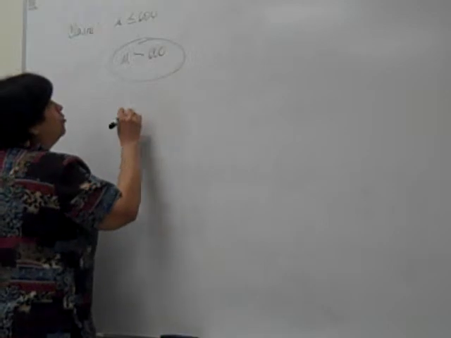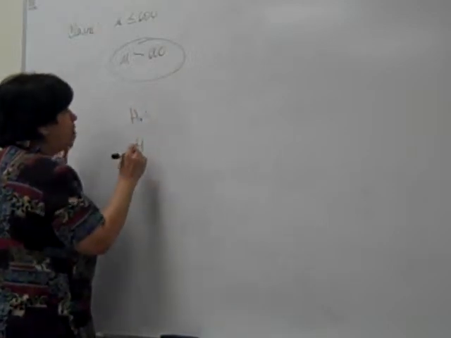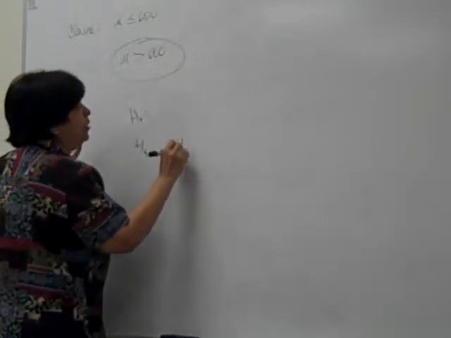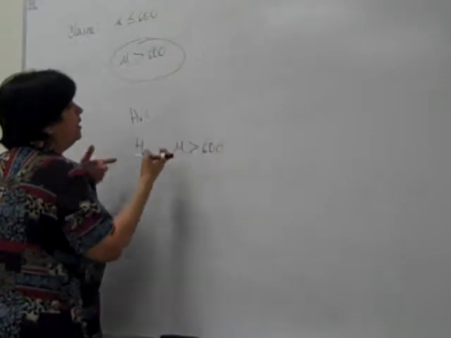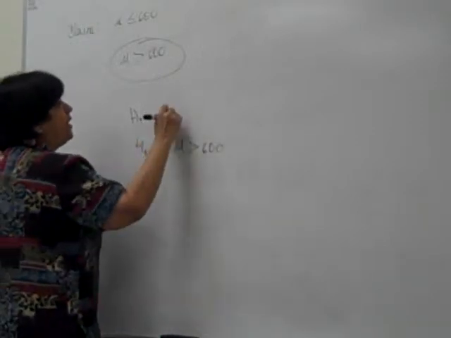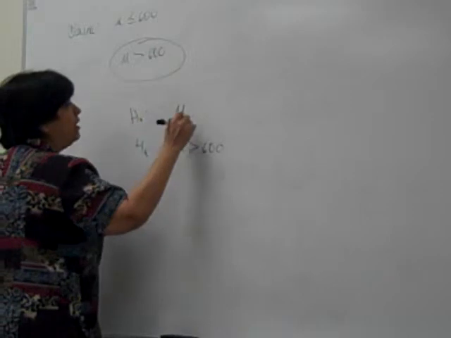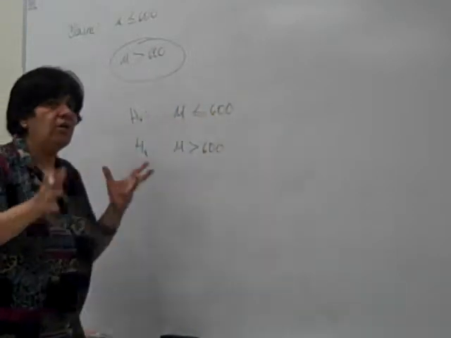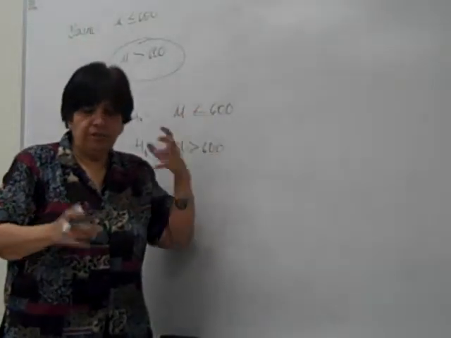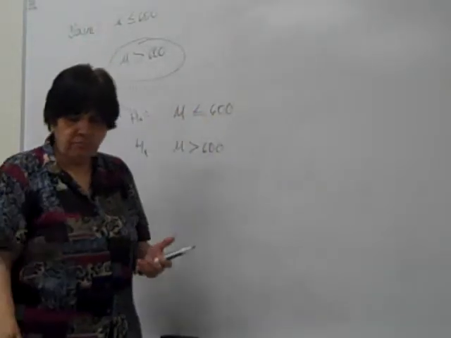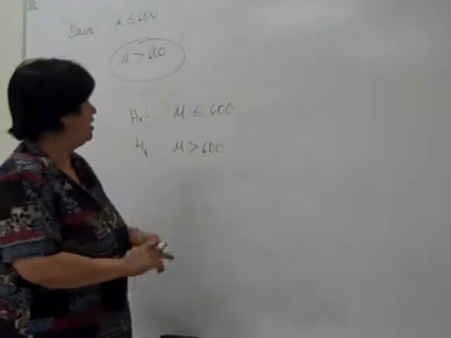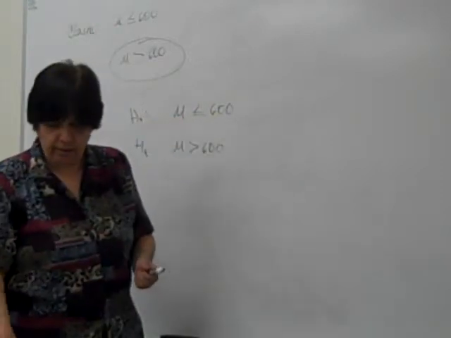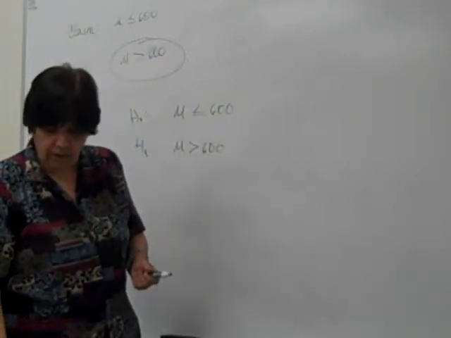So the correct formulation of this hypothesis is that mu is greater than 600 in the alternative, and the null hypothesis is mu less than or equal to 600. Remember, always, the null hypothesis deals with the equal sign, so it has to be less than or equal over here.